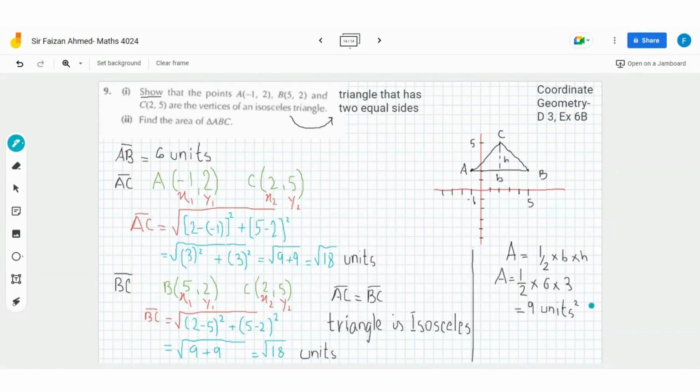This is again a question from coordinate geometry. The exercise is 6b, the book is D3. This time we are solving question number 9. The question is already solved, so we just have to look at the solution. The question has two parts.